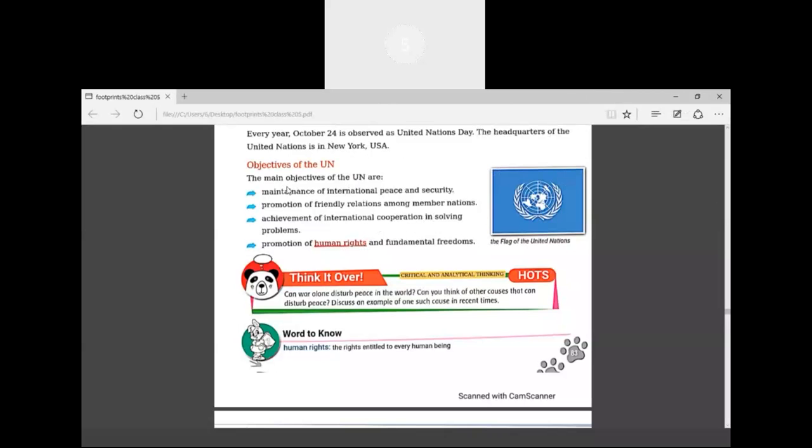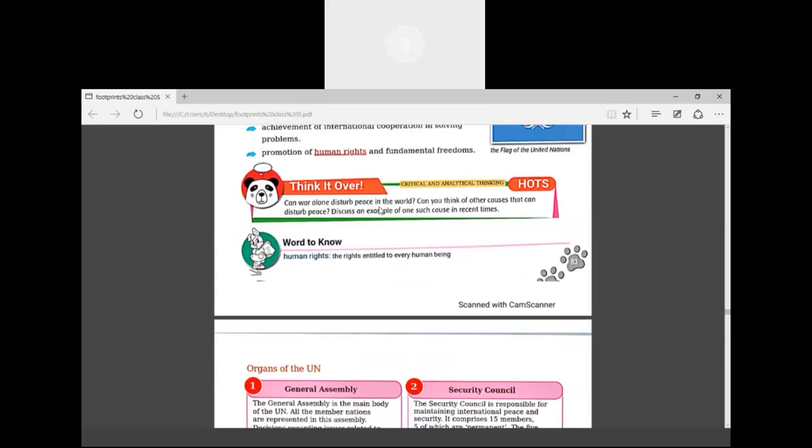So the main objectives of the UN are maintenance of international peace and security, meaning UN will check that international peace and security is maintained. Second, promotion of friendly relations, meaning all the member nations of this UN will have friendly relations with each other. Achievement of international cooperation in solving problems: if any kind of problem is there in the world at the international level, then all should cooperate. Promotion of human rights and fundamental freedoms: some human rights are entitled to all human beings, and such rights and fundamental freedoms should be promoted. This is also an objective of UN.